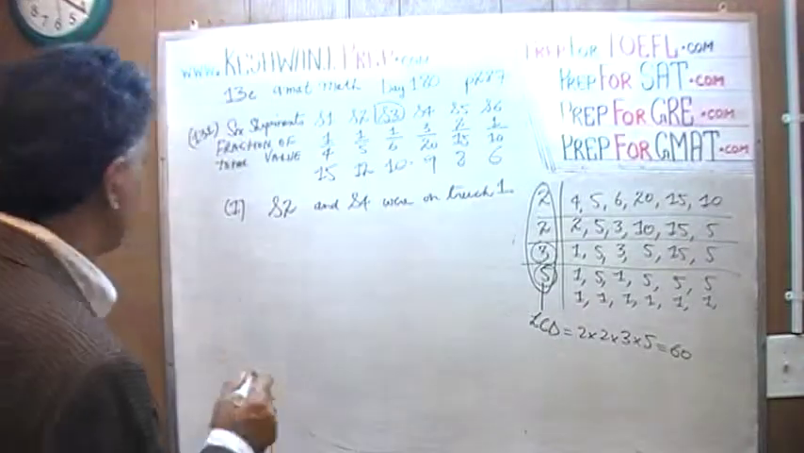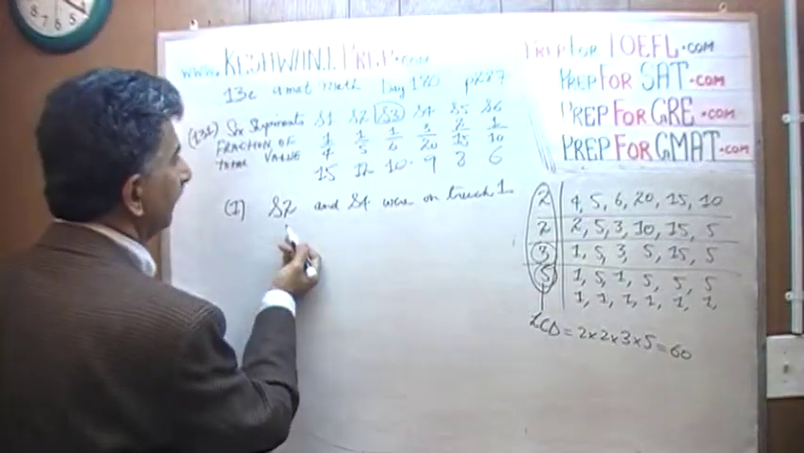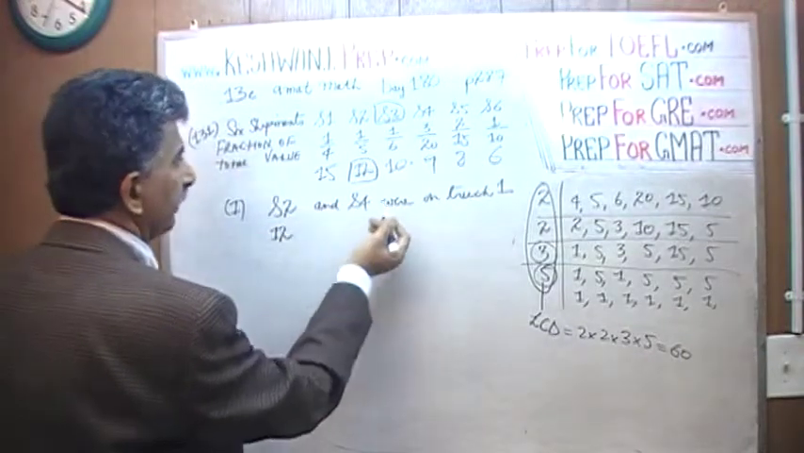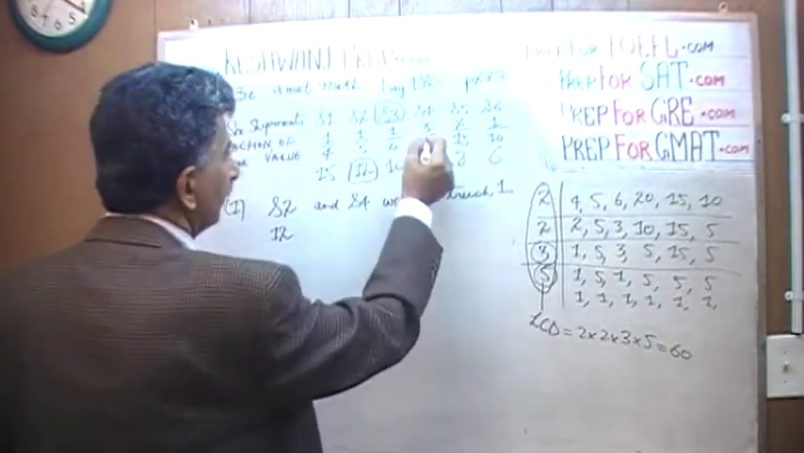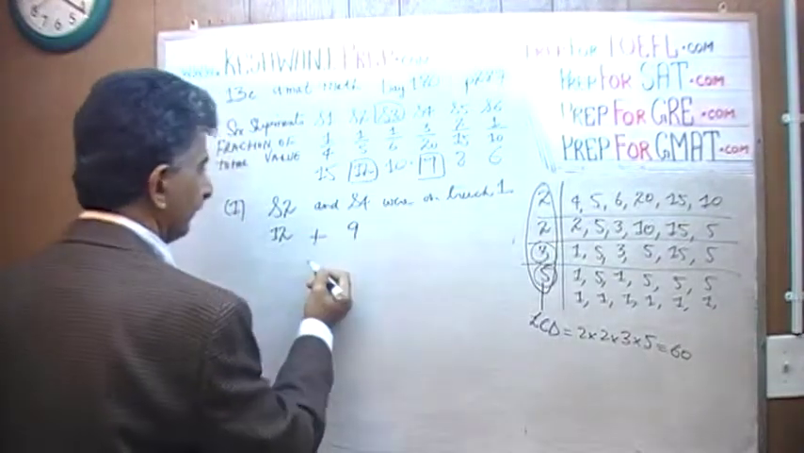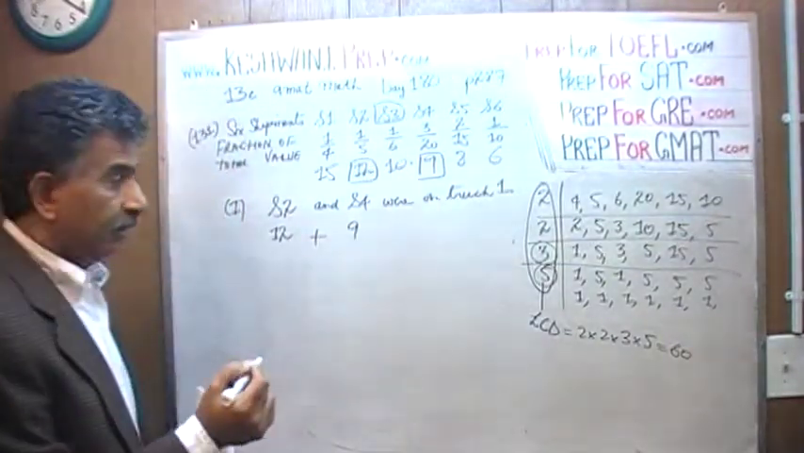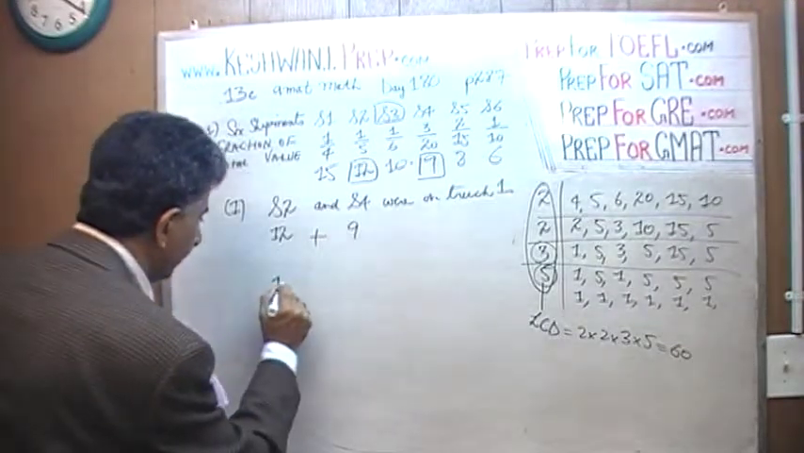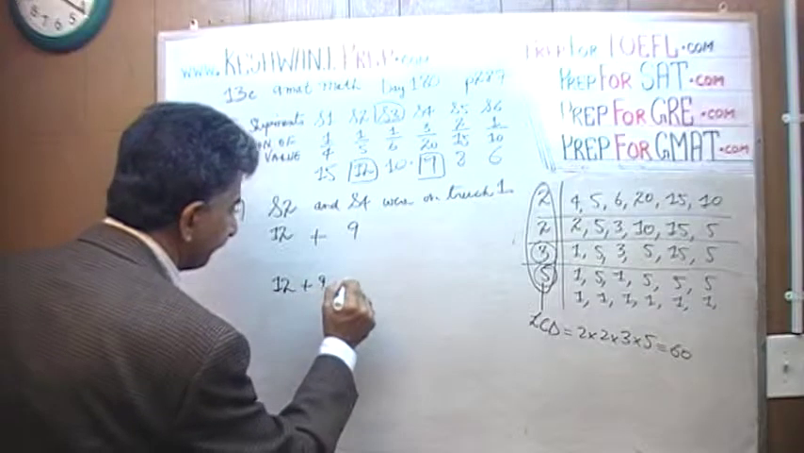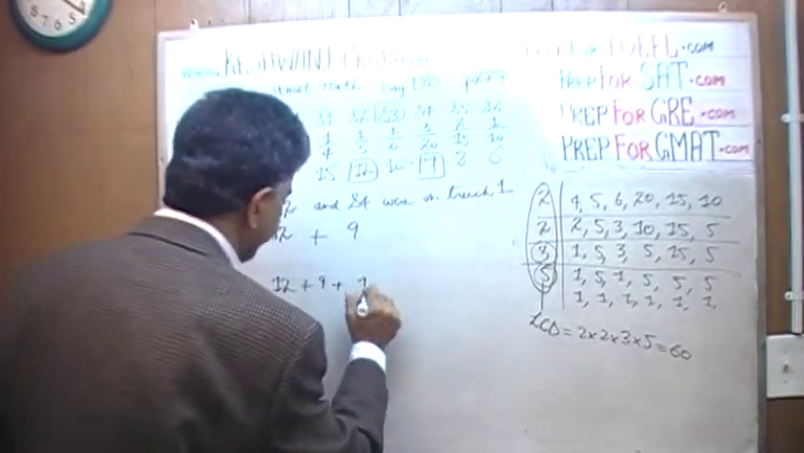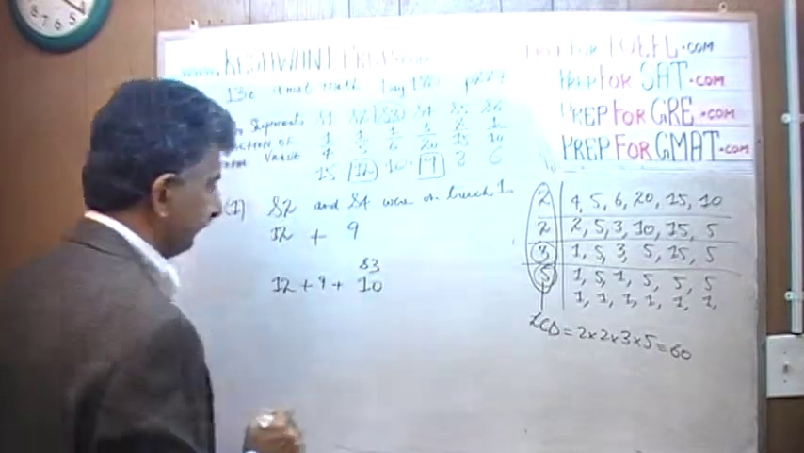Okay, let's find out. Shipment number 2, as we can see, is 12 tons. Shipment number 4 is 9 tons. Shipment number 3, was it sent on truck 1? Let's find out. So we have 12 tons plus a 9 ton. Could we have sent shipment number 3? Shipment number 3 is 10.